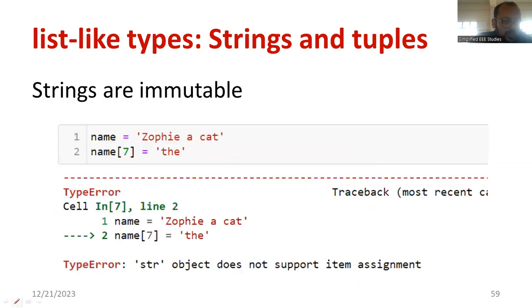Now I'll be telling you one thing. See, name is equal to Sophie, a cat. This is one string. Suppose I would like to add something at the seventh position; I just wanted to add.